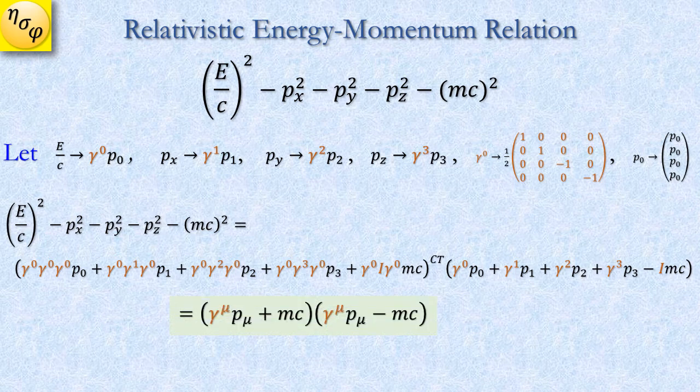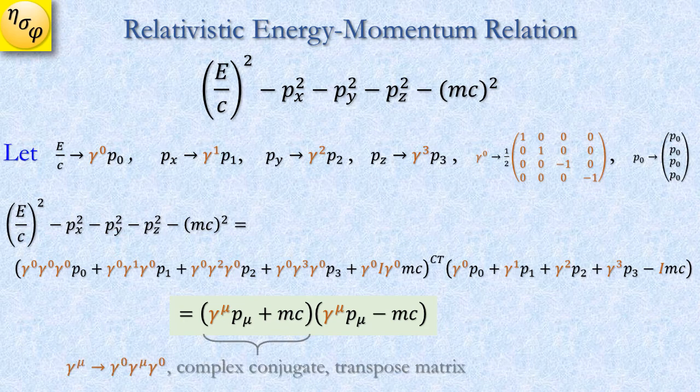The factors can be compactly written as, with some conventions, the first gamma matrix must be multiplied by gamma 0. Complex conjugate must be applied and the matrix must be transposed. To note that there is a connection between our final result here and the Dirac equation. Dirac equation is an equation in physics that describes spin-half particles, such as electrons.